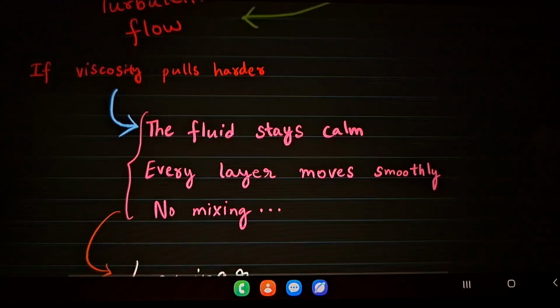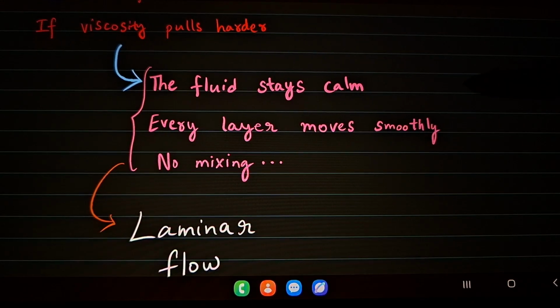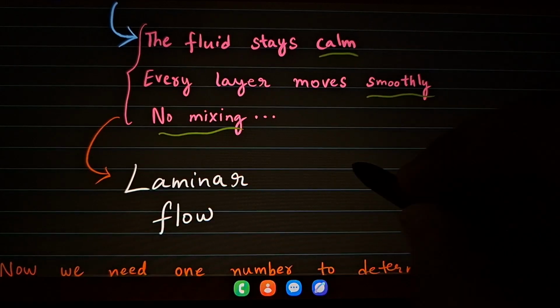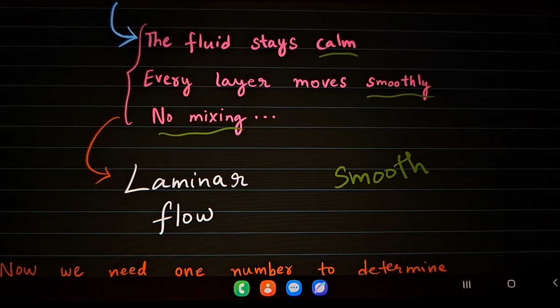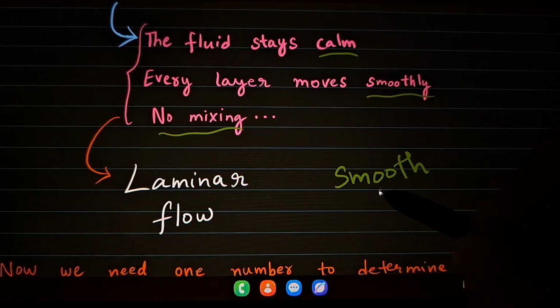And on the other hand, if viscosity pulls harder, the fluid stays calm and it moves smoothly. There's no mixing, and the flow is smooth. You can't even observe that the fluid is moving. The flow is that smooth. So this flow is termed as laminar flow.